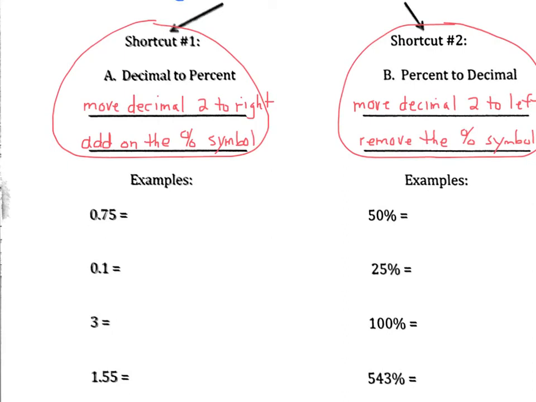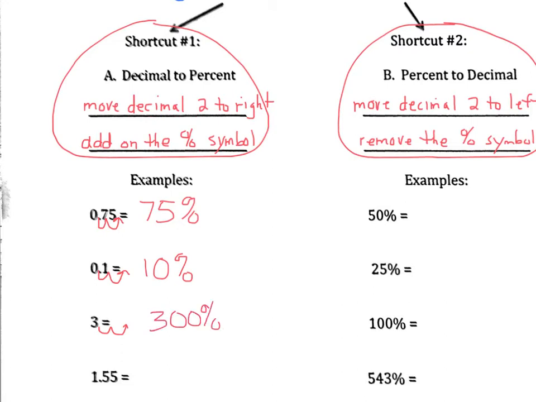So first, we'll try some of these. Moving the decimal to the right. Okay, so you just have to move that decimal 2 places to the right. Turns it into 75, and then don't forget the percent symbol. 2 places, 2 to the right. You have to fill that little pocket there with a 0, and that'd be 10%. And then here, move it 2 places to the right. Little pockets, 1 pocket, 2 pockets. That's going to equal 300%.